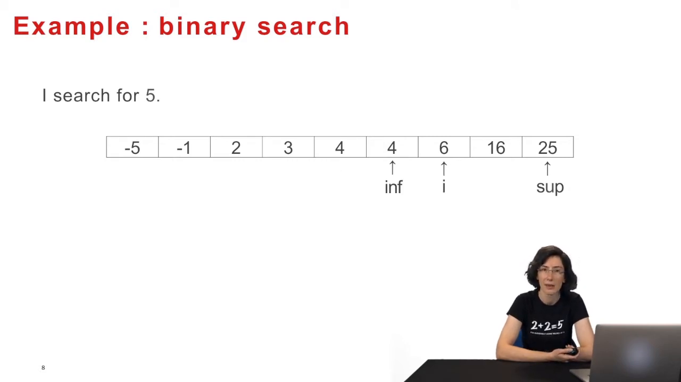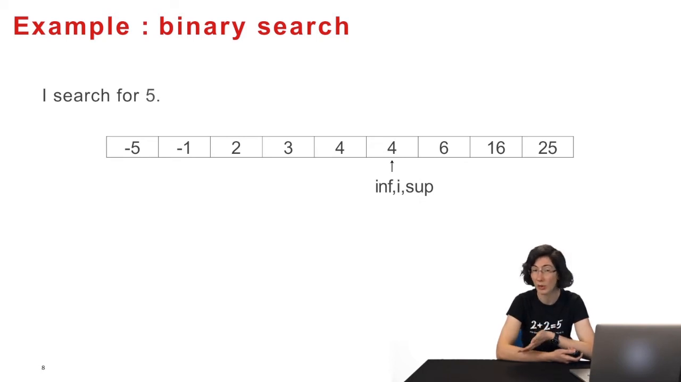So 6 is still not 5, so I still haven't found it. But 6 is higher. So in this case, I keep the lower part of the chart, between inf and I, but I already know that I is not 5. So the new sup will be I minus 1, so it will also be inf. Then I calculate the average between inf and sup. The average will be exactly the same value, so pointing towards 4.